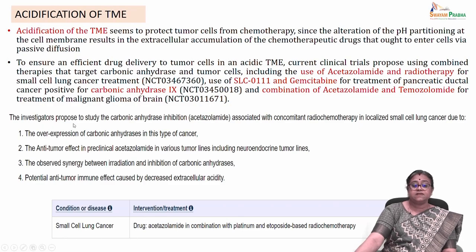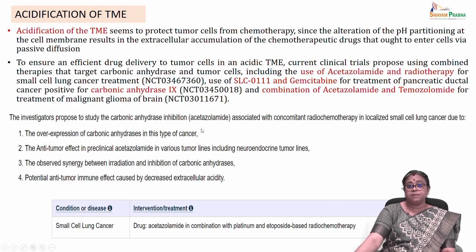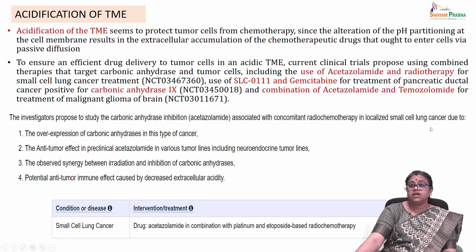So, here the investigators have proposed to study the carbonic anhydrase inhibition. The acetazolamide functions as a carbonic anhydrase inhibitor, and that along with a concomitant radiochemotherapy in localized small cell cancer has shown some progress, and it is in phase 1. That is, the overexpression of carbonic anhydrase is important, and the anti-tumor effect of preclinical acetazolamide in various tumor lines, including neuroendocrine tumor lines, has been studied, and there is an observed synergy between irradiation and inhibition of carbonic anhydrases, and the potential anti-tumor immune effect caused by the decreased extracellular acidity has been studied.